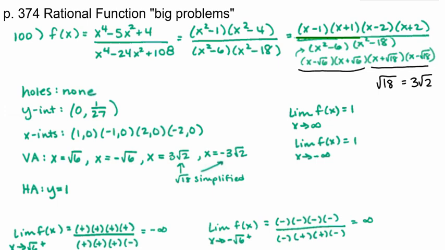The horizontal asymptote, you're going to look at the ratio of the degree of the top and the bottom. Same degree, not top heavy, not bottom heavy, same degree. And then the ratio of the leading coefficients, 1 over 1, is 1. So we have a horizontal asymptote y equals 1.